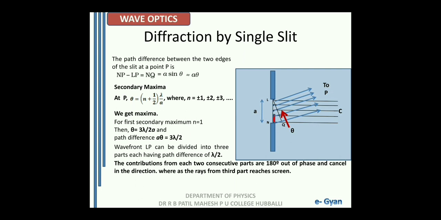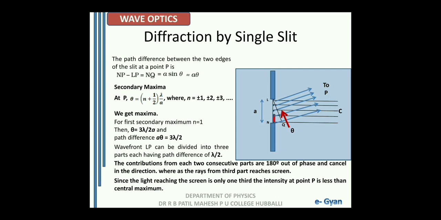The third part is retained and reaches the screen. So even though the two consecutive parts have cancelled each other, the light from the third part reaches point P to give the maxima. The light that reaches the screen is only 1/3 of the intensity at point P. It is less than that at the central maximum, where the whole light used to reach. Why 1/3? Because two parts of the wavefront have cancelled each other, and only 1/3 is reaching point P.